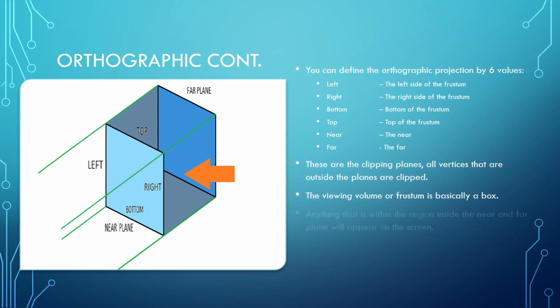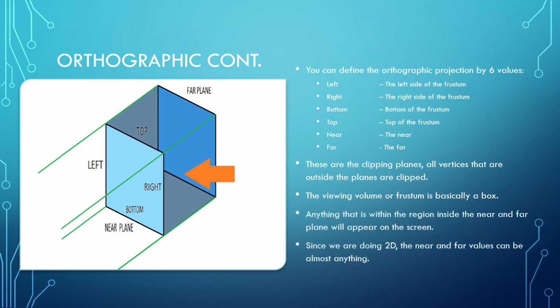But since we're doing 2D, it doesn't really matter for us for the near and far values. They can be almost anything. But if you're doing 3D, it does matter.